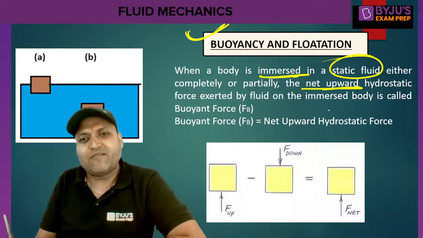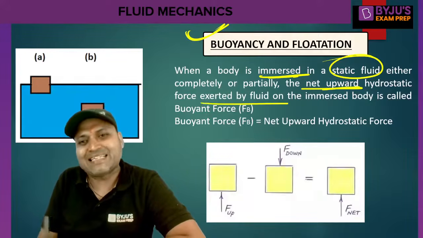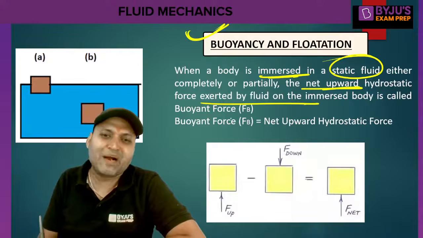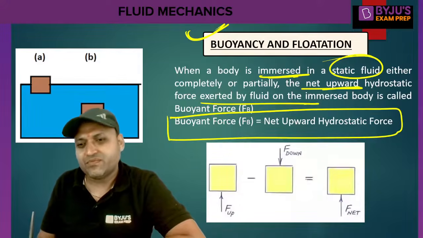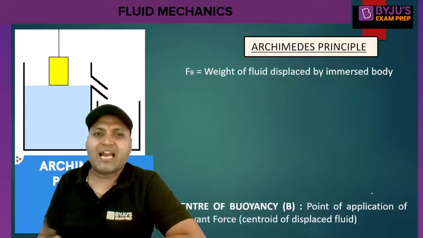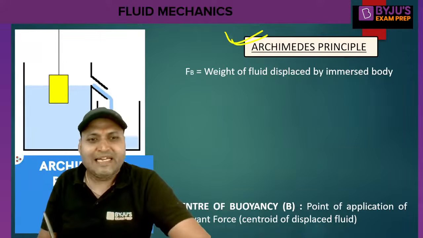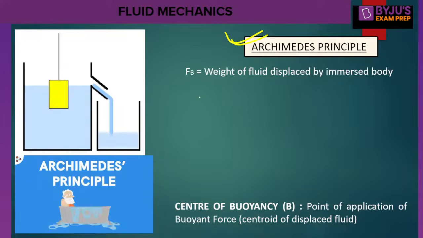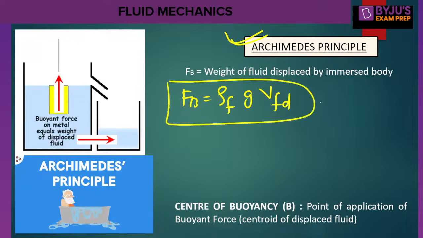When a body is immersed in a fluid, either completely or partially, the net upward hydrostatic force exerted by the fluid on the immersed body is called the buoyant force. So what is buoyant force? Net upward hydrostatic force. And according to Archimedes principle, the buoyant force is equal to the weight of the fluid displaced by the immersed body. That is rho of the fluid into G into volume of the fluid displaced. That is not a function of the density of the body.